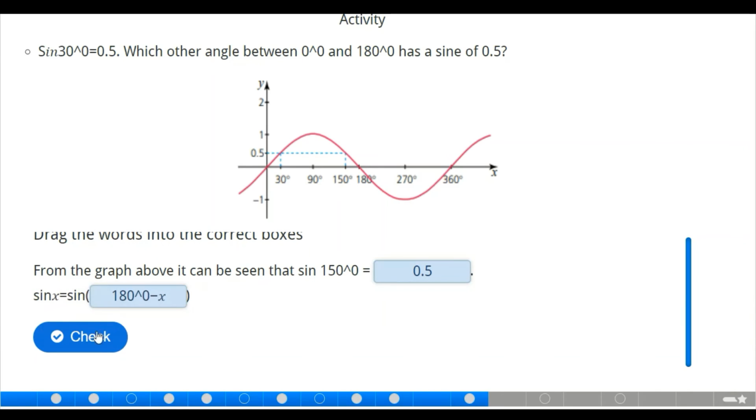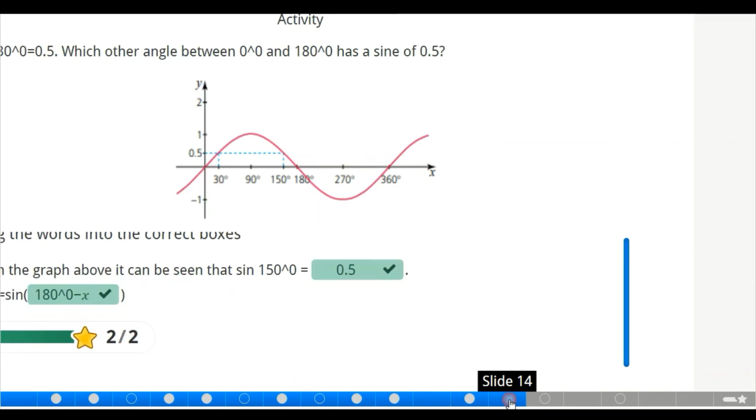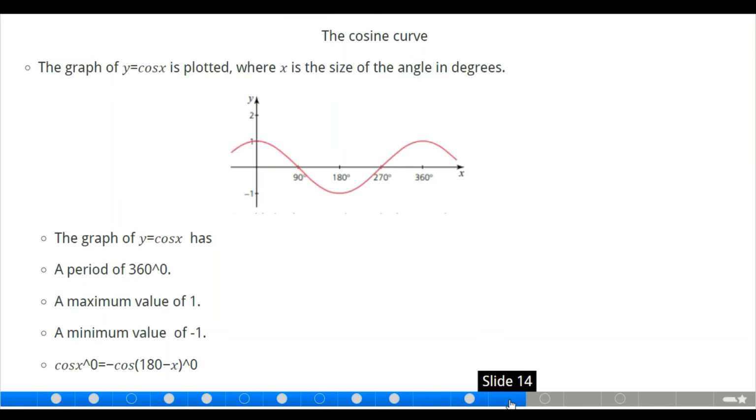So that's the rule for this. Okay, now let's look at the cosine curve. The graph of y equals cos x is plotted when x is the size of the angle in degrees. So the same thing applies to the cosine curve. The x-axis takes the values for the size of the angle, and the interval we are going to be using here is 90 degrees: 90, 180, 270, and 360. And that is how the curve goes.